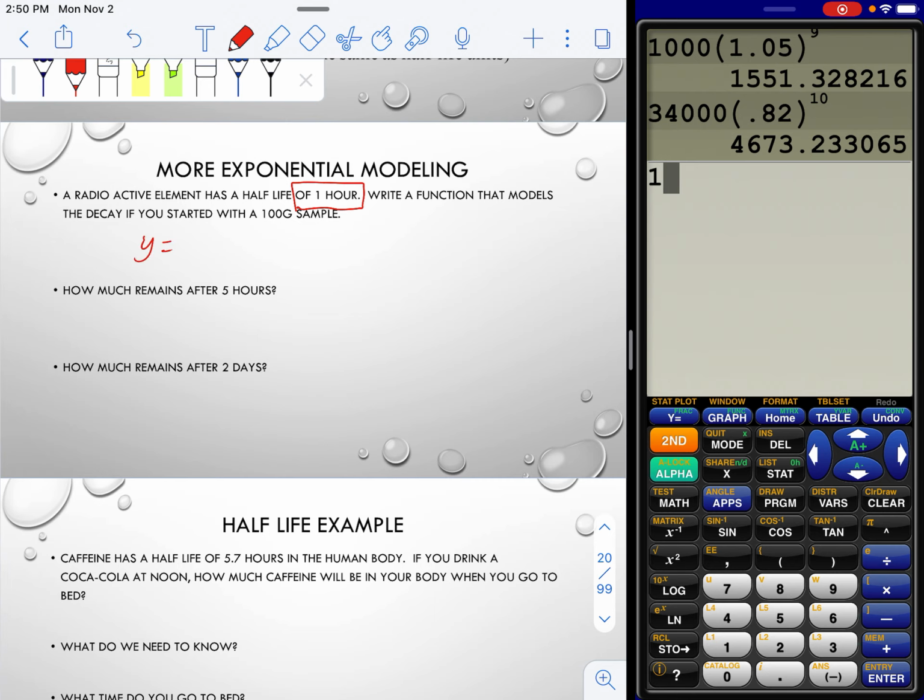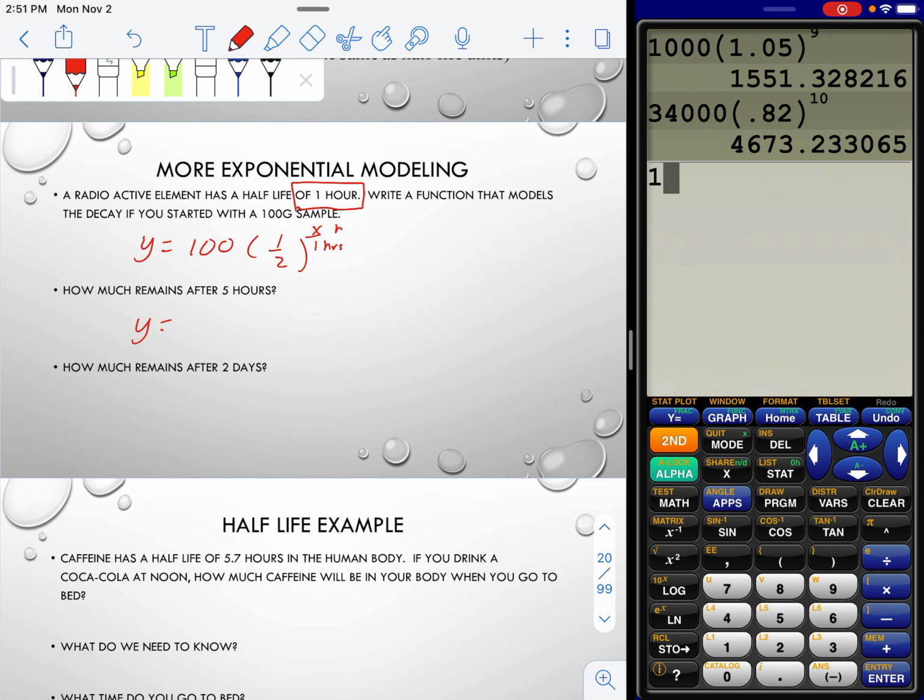So y equals, our initial value is 100, our half-life multiplier is 1/2, and we're going to raise that to the x power. We put x over 1, because this is every hour. Now we don't have to put the over 1 because our time is in hours. If we have to adjust our time, we can do that accordingly.